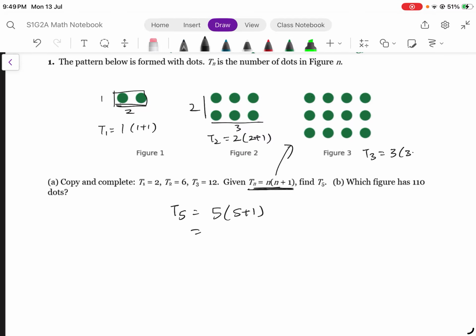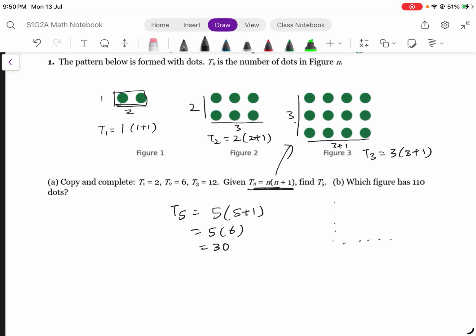3 plus 1 times how many rows? 3. Okay, so quite simple when you look at it. You will just get the total number of dots here. So for T5 will be 5. 1, 2, 3, 4, 5. 5 rows of 5 dots each. So you get 5 times 6, 30.